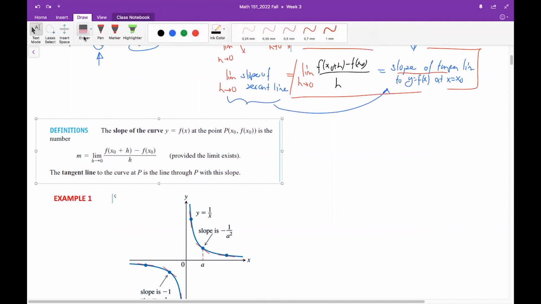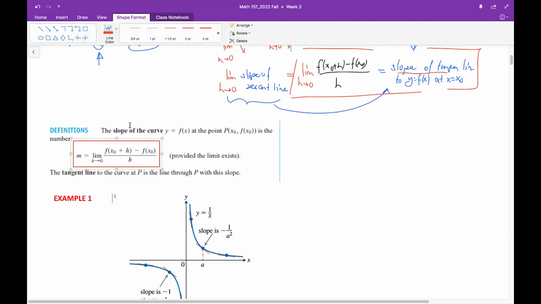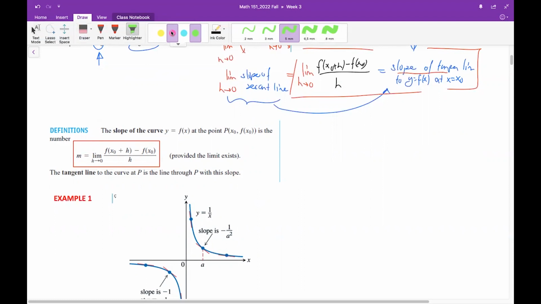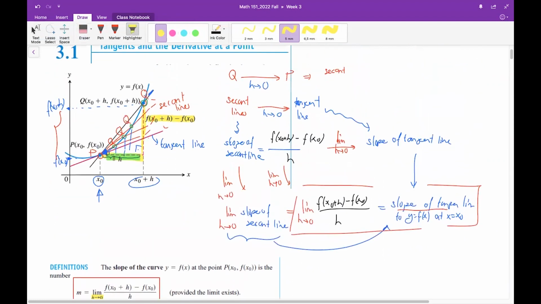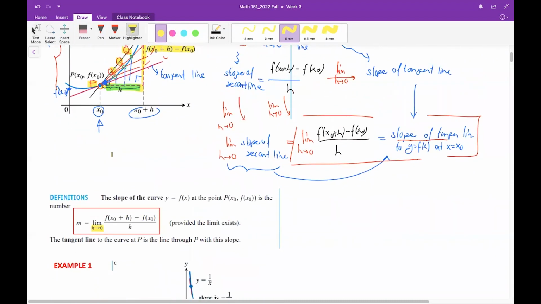This expression is obtained by considering the slope of the second line, and then you just take the limit of it as h goes to 0. h goes to 0 here means you are moving this point Q on your curve towards the point P, okay? I think everything is clear so far, right?